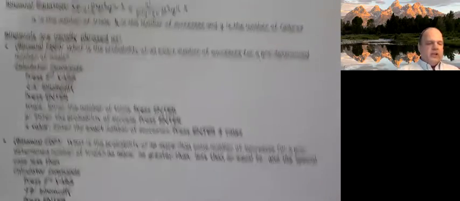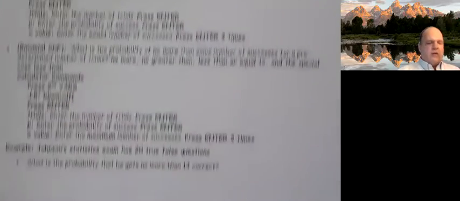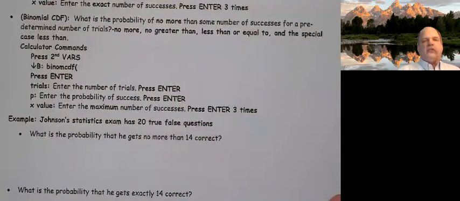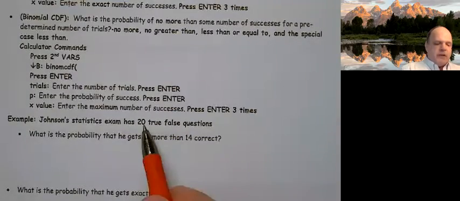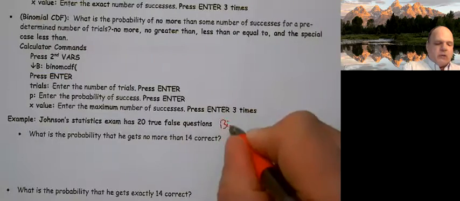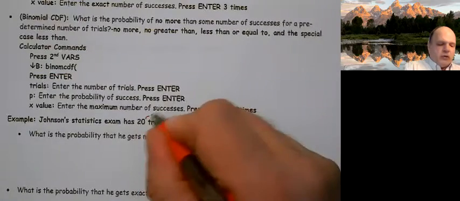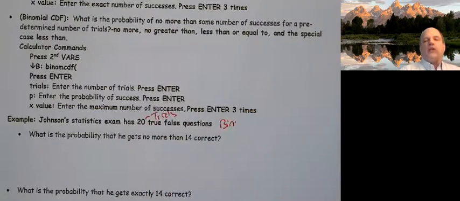Okay, so we're going to continue on with binomial distribution scenarios, and we're going to look at Johnson's statistics exam. Johnson's statistics exam has 20 true-false questions. So we have a specific number of trials. Because I have a specific number of trials, I know I'm looking for a binomial. What is the probability he gets no more than 14 correct?